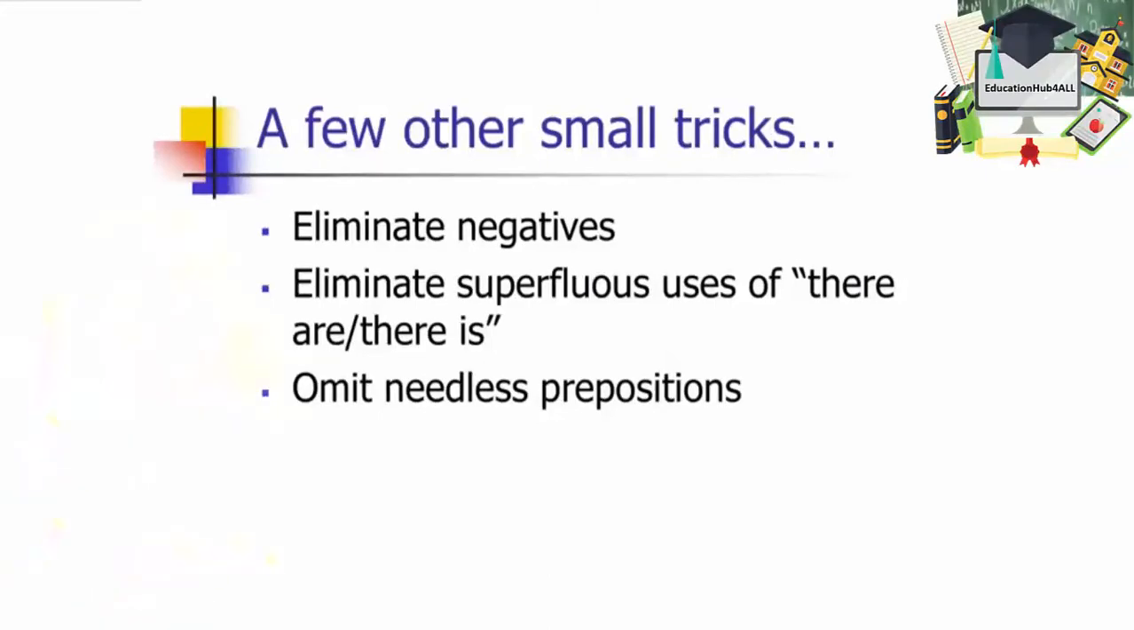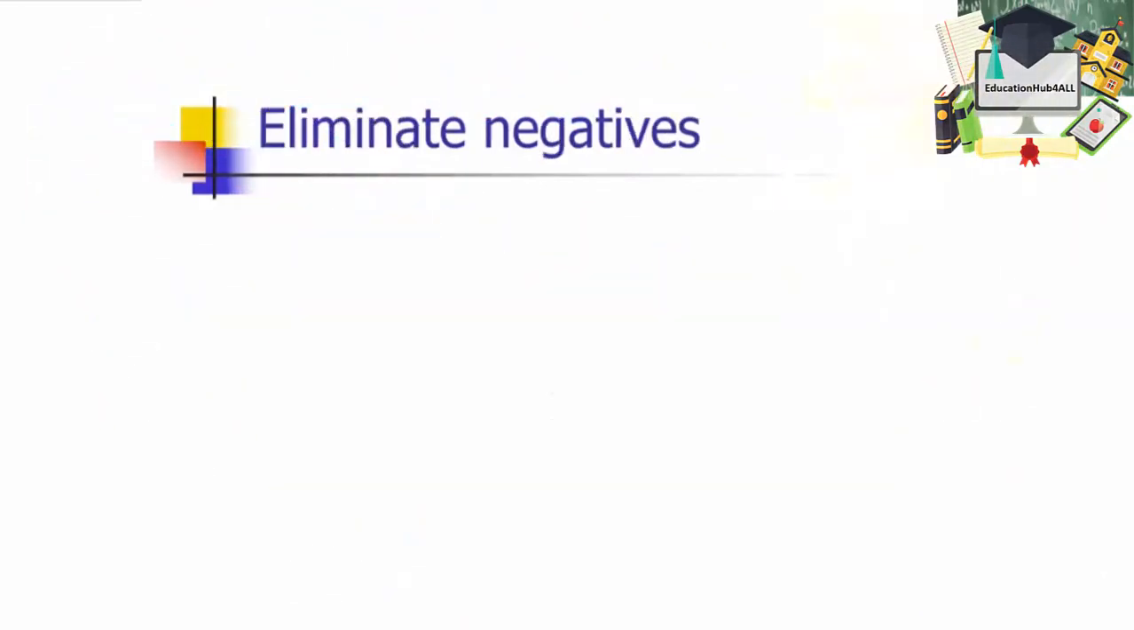So I'm going to review 3 things: how to eliminate negatives to get rid of nots from your sentences, how to get rid of superfluous uses of there are and there is, and how to omit needless prepositions. So starting with eliminating negatives. This is a great little tip that you may not have ever thought of before.